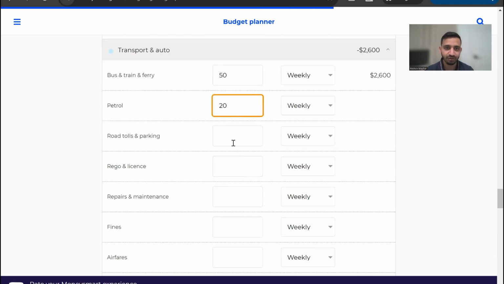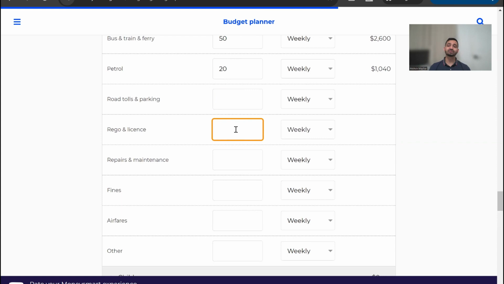The petrol is quite expensive, and also the tolls can be expensive if you live a bit far. So I would recommend that you don't use tolls, but sometimes you can't avoid the tolls because it really saves you a lot of time. So I'm just going to ignore that for now.